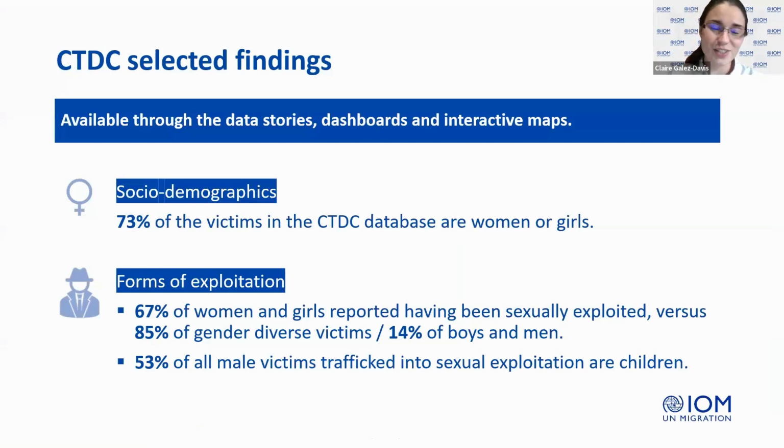Unsurprisingly, you'll see that 73% of the victims in the CTDC database are women or girls, and 67% of these women or girls reported having been sexually exploited, and that compares to 85% of gender diverse victims and 14% of boys and men. And we do have a data story on male victims trafficked into sexual exploitation, and we find that 53% of them were children.